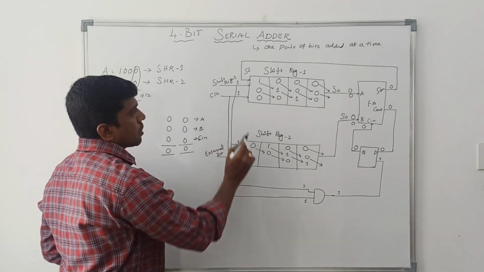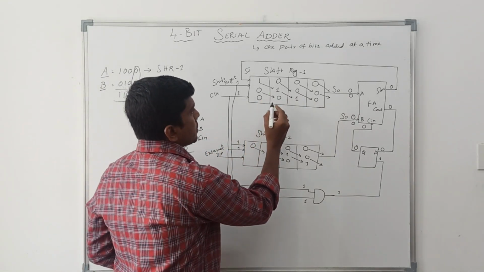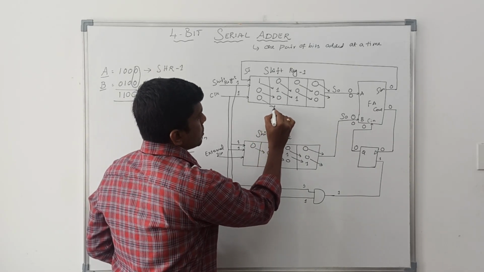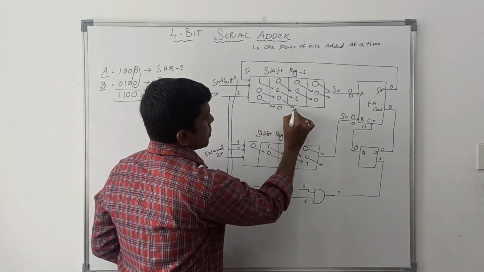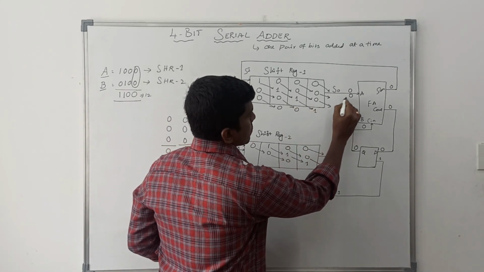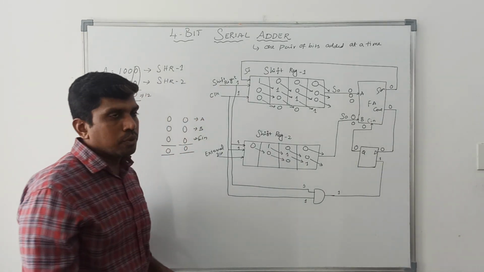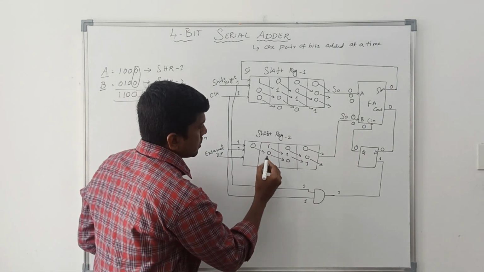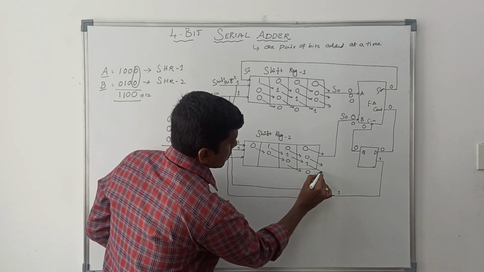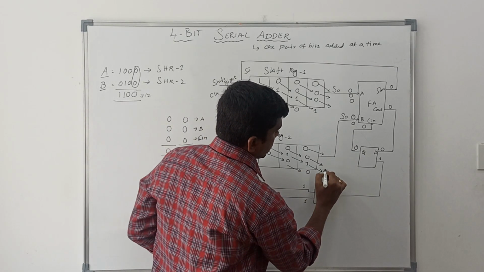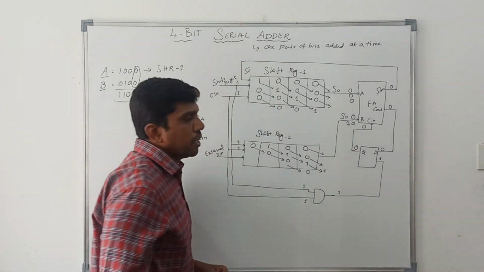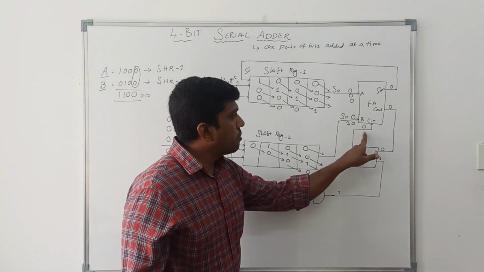Then getting the third clock pulse, shift register 1 content is shifted from left to right direction. So this 0 moves to here, this 0 moves to here, this 1 moves to here. So this 0 is given to A input. Then in shift register 2, this 0 is moved to here. So this 1 is given to the input of B. Now B input is 1, then C in value is 0.